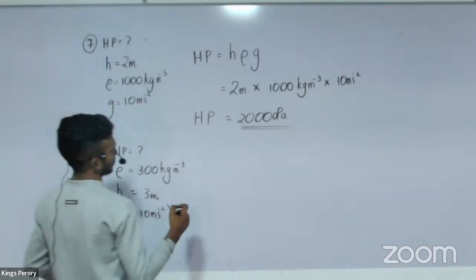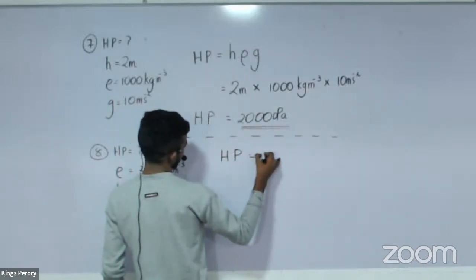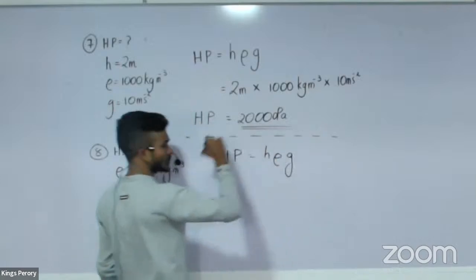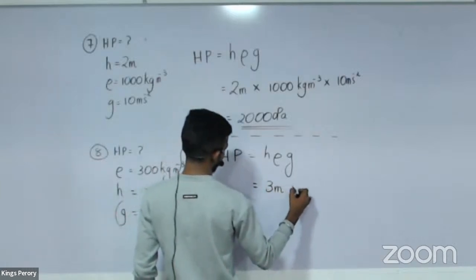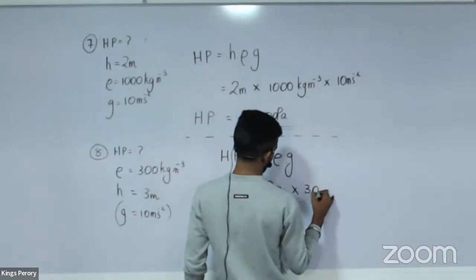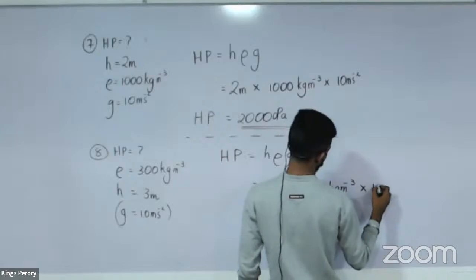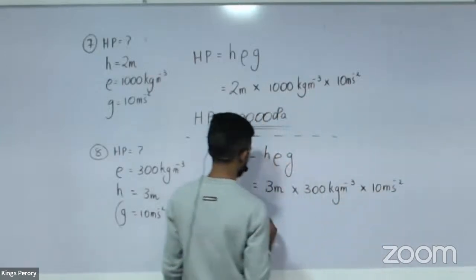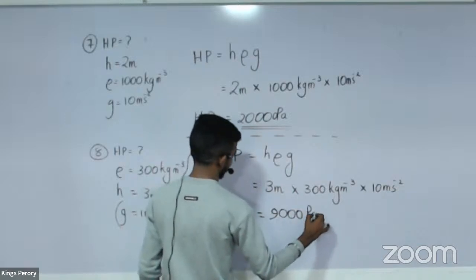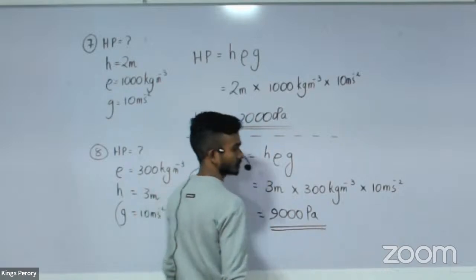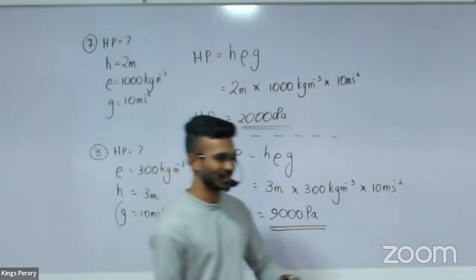Hurry, right. There you go, equation. Hydrostatic pressure is equal to H rho G. What is the depth here? 3 meters. Density 300 kilogram per meter cube. Gravitational acceleration 10 ms to the power minus 2. What's the hydrostatic pressure? 9,000 Pascal. Okay. Interesting, no? Then we'll do one more question. Quickly write down.